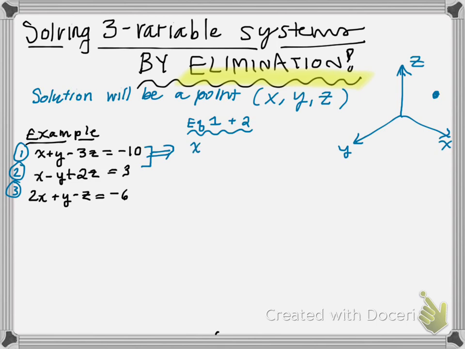So that would be x plus y minus 3z is equal to negative 10, and x minus y plus 2z is equal to 3. I'm treating this like a system of equations in and of itself, and my goal is to eliminate a variable. I really could eliminate any variable, but I'm going to do this again using equations 2 and 3, and I'd like to eliminate the same variable both times.